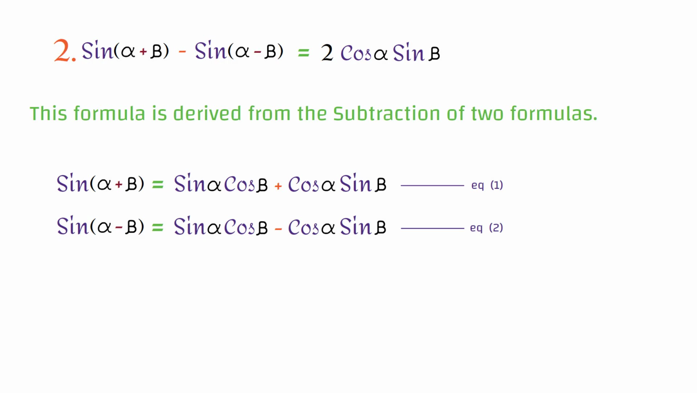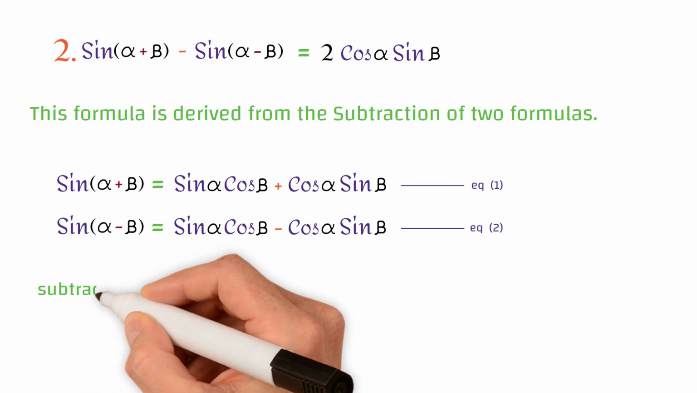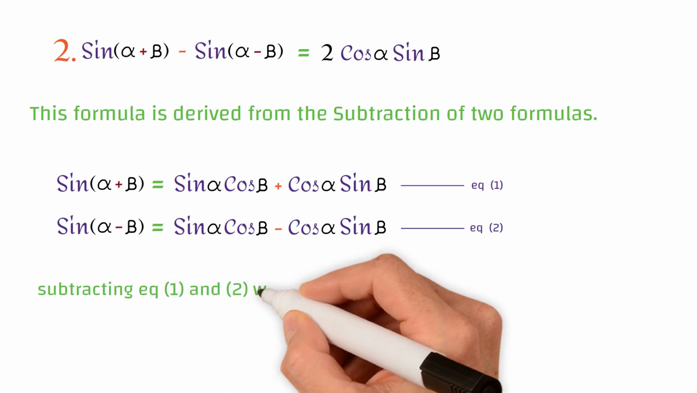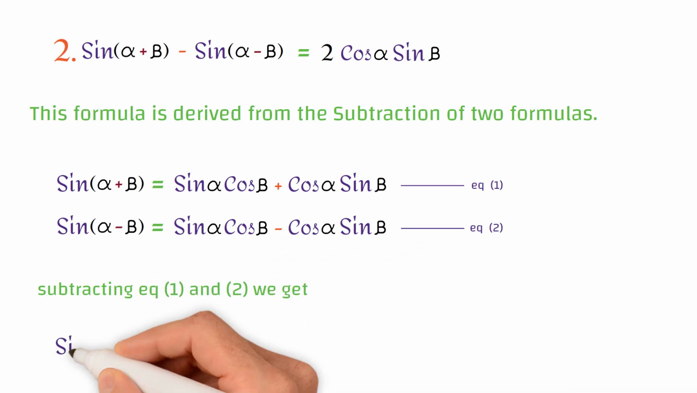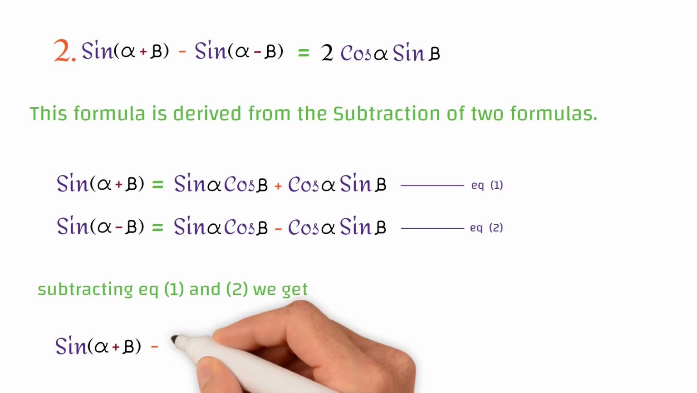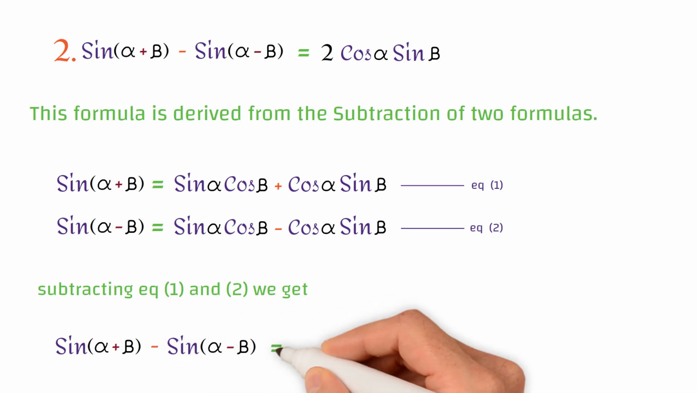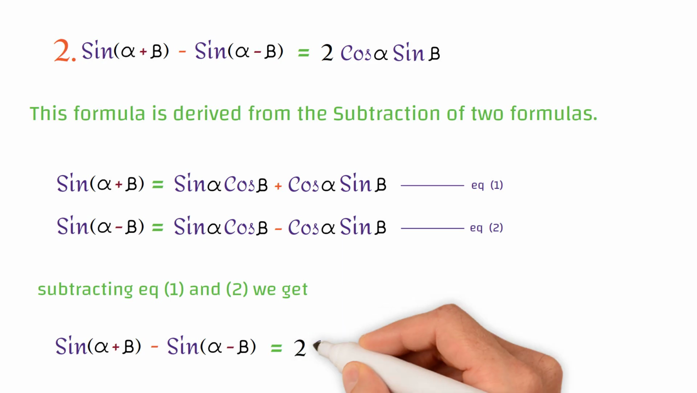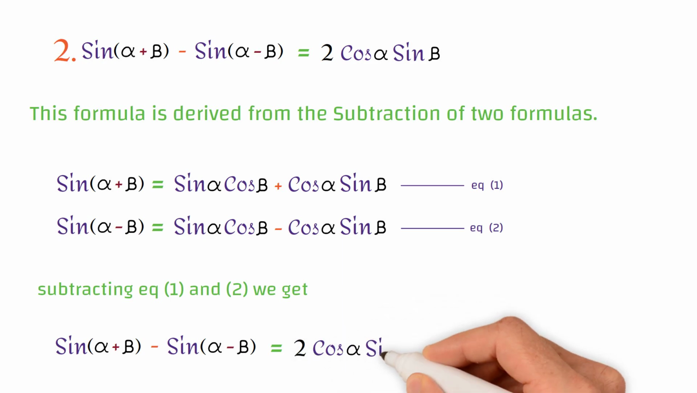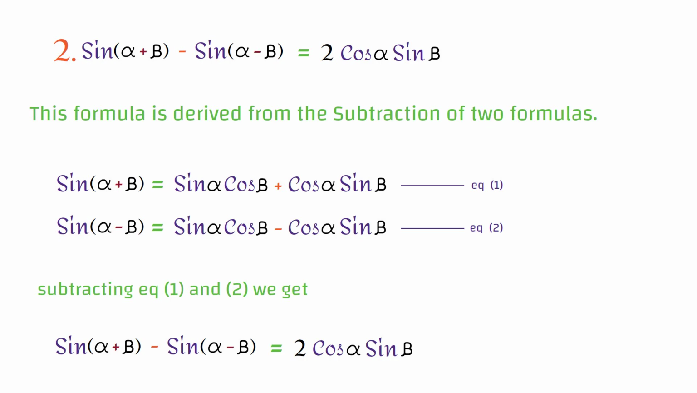And finally we can subtract equation number 2 from equation number 1 to get the final result, sin(α+β) minus sin(α−β), which gives us 2 times cos α sin β. So these were important derivations.